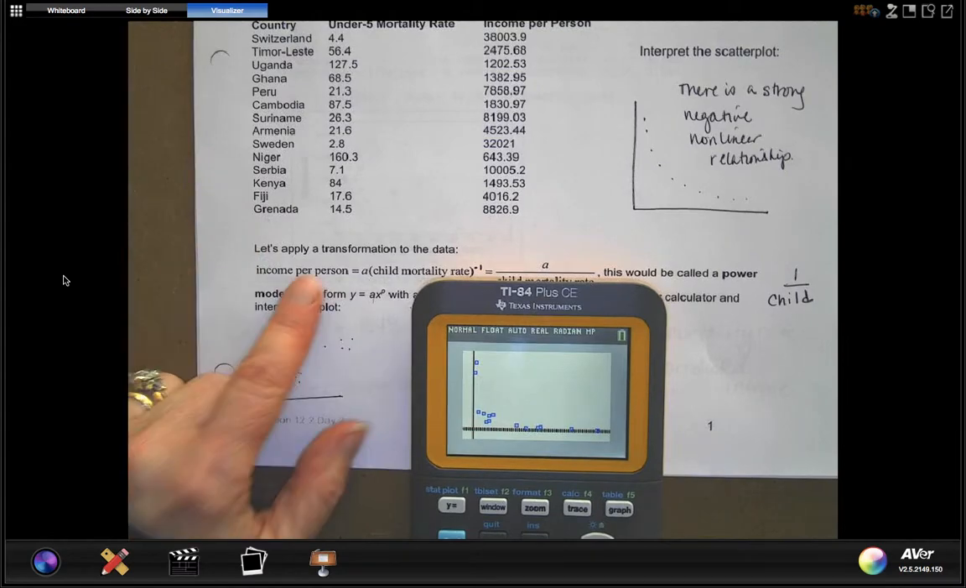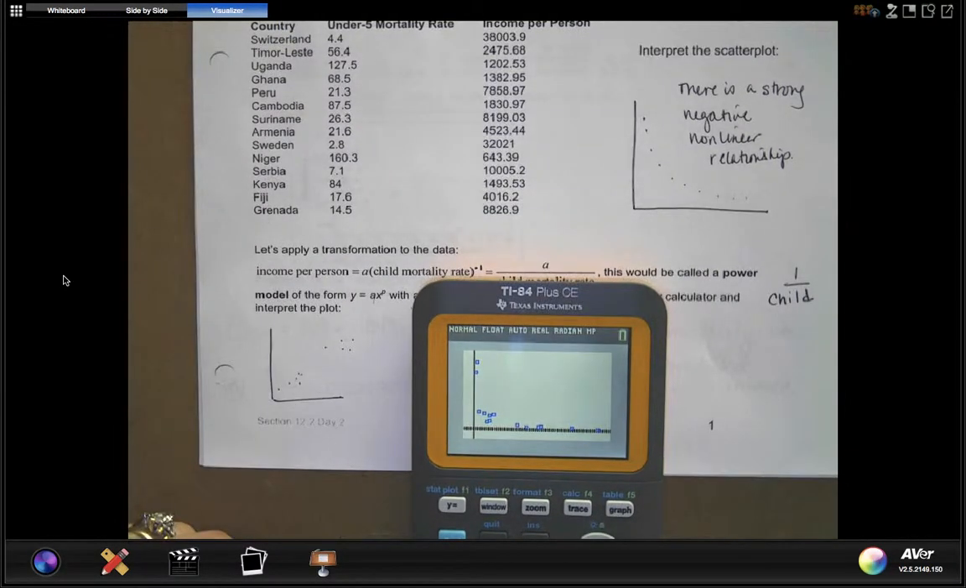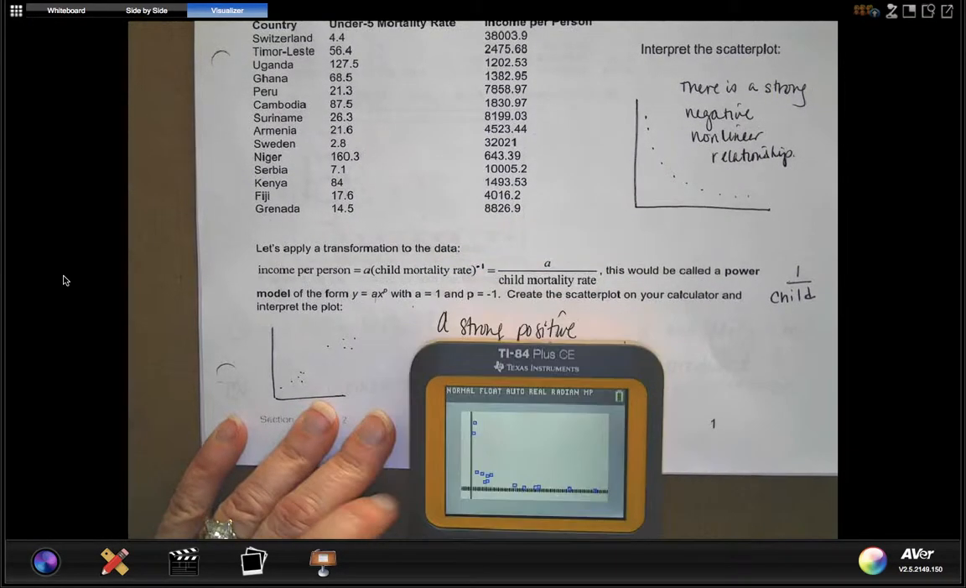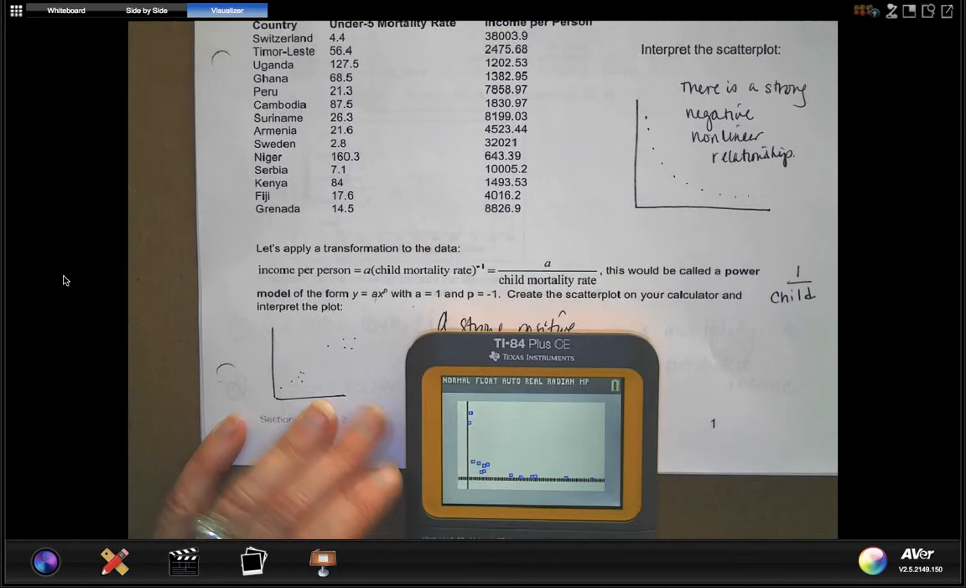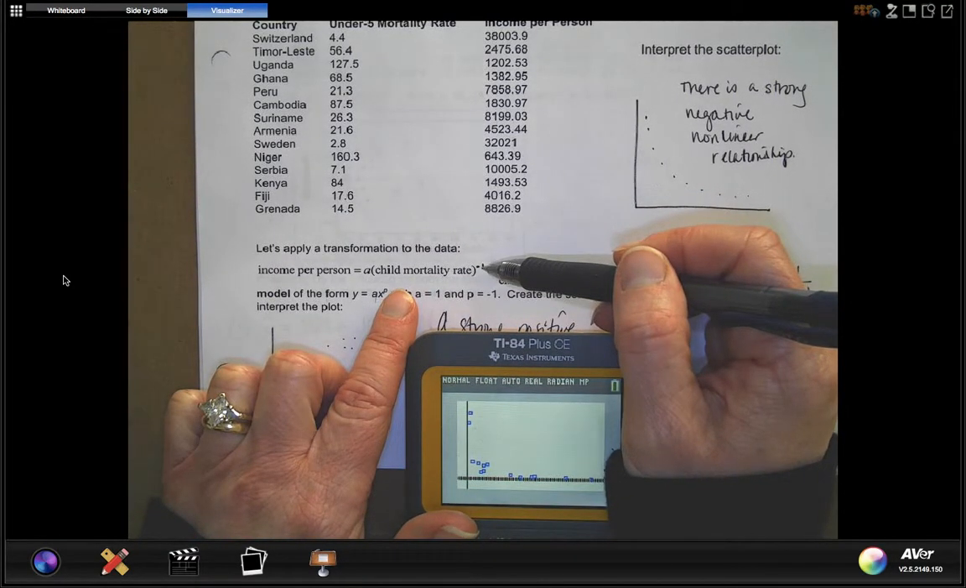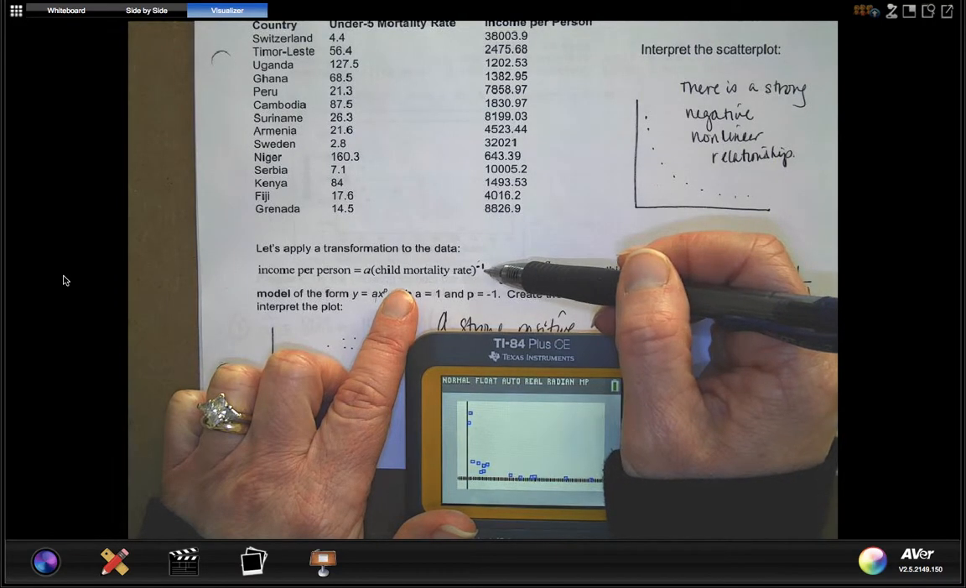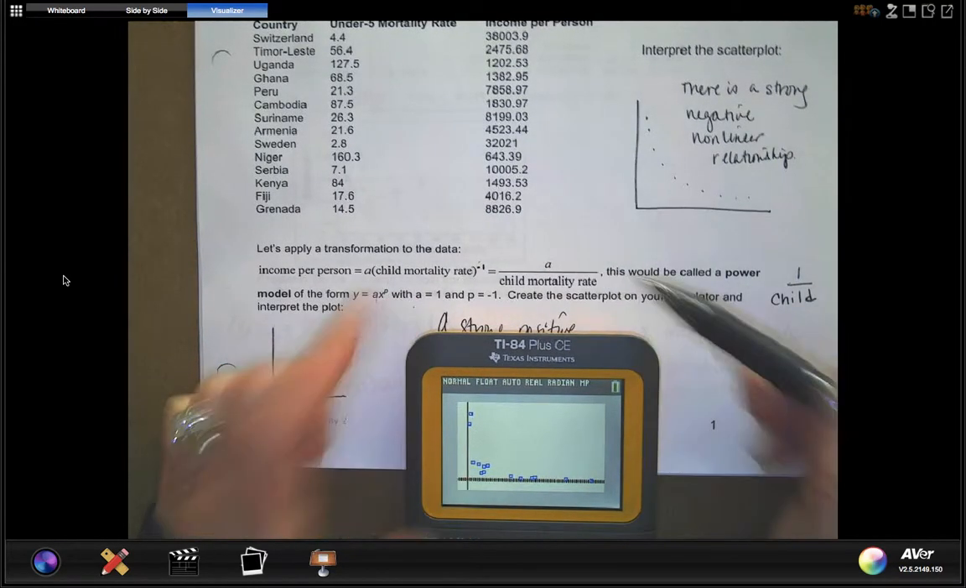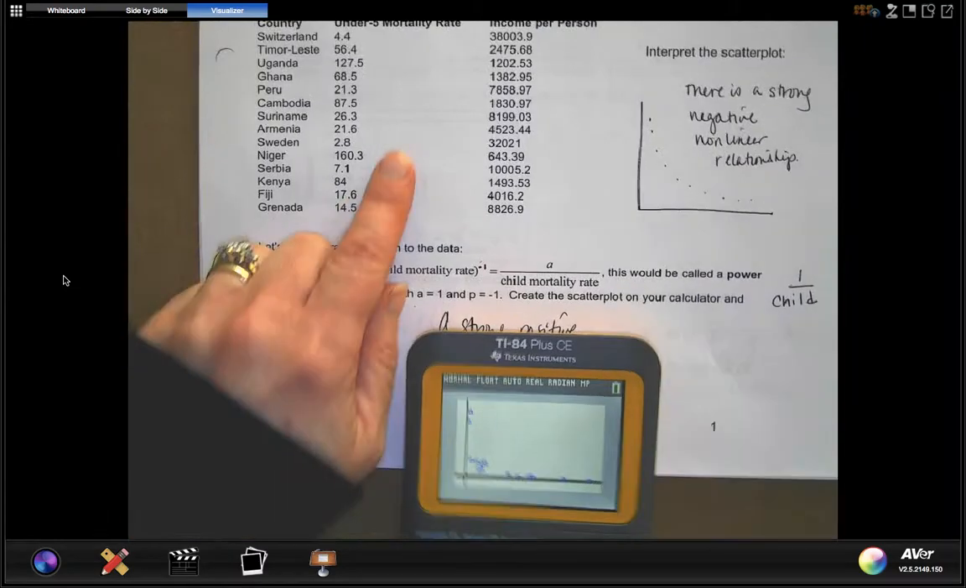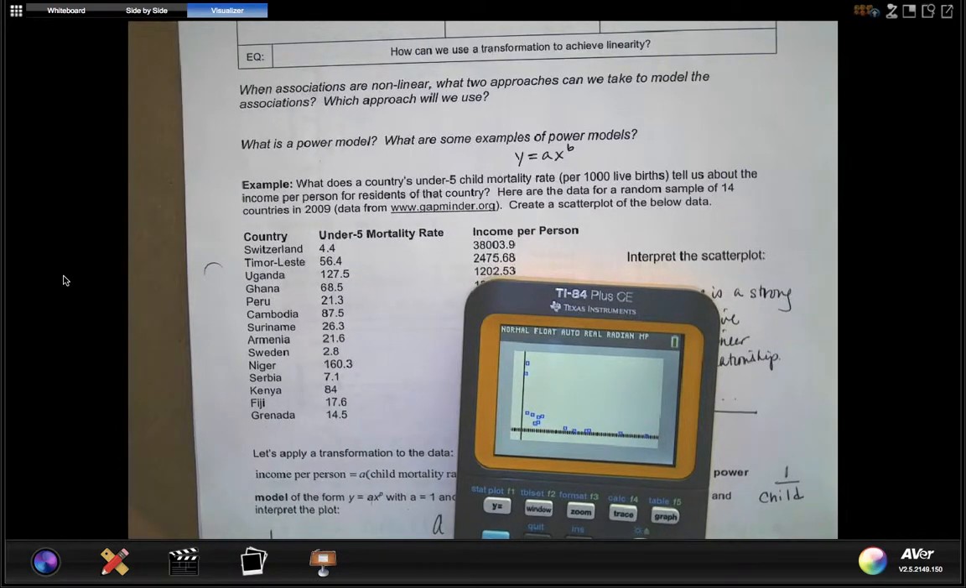So what we're going to do here is apply a transformation. You're not going to have to come up with the transformations on your own. The problem will already do the transformation for you. You have to just figure out what was done. So to do the transformation here, we're going to take the child mortality rate and raise it, make sure you have a -1 there, to the -1. That's just taking the reciprocal of the child mortality rate. So I'm going to take the reciprocal of the x variable.